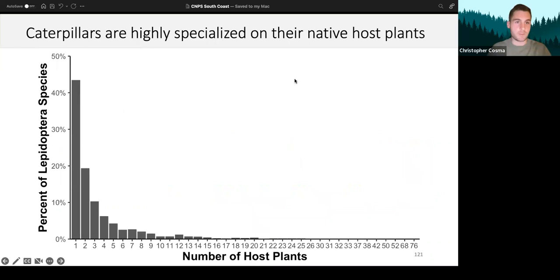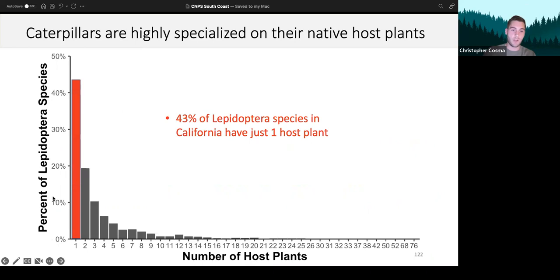And so what I've seen by analyzing these networks, number one, is that caterpillars are indeed highly specialized on their native host plants. And so this is confirming a lot of past research in other systems. And so what we have here on the x-axis is the number of host plants. So starting with one host plant and going all the way up to about 80 host plants on the x-axis. And then on the y-axis, we just have the percentage of Lepidoptera species that have that number of host plants. And this goes up to 50%.